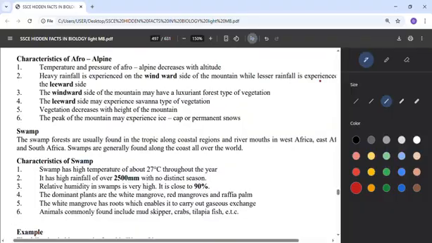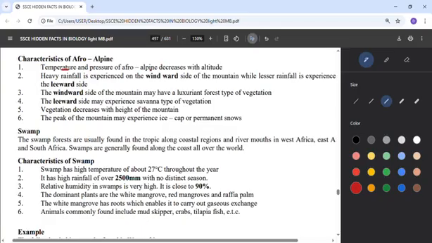What are the characteristics of this Afro-alpine? Temperature and pressure will decrease with altitude, meaning the more you go up, the lower the temperature goes. Heavy rainfall is also experienced on the windward side of the mountain, while there is lesser rainfall on the leeward. The windward side may have luxuriant forest types.